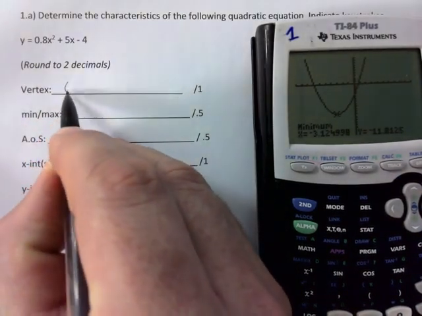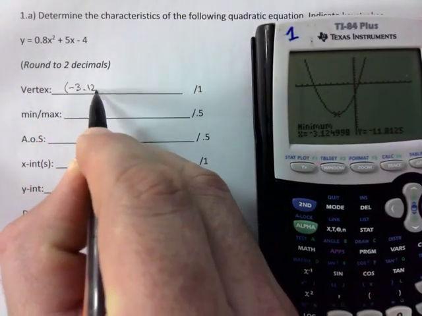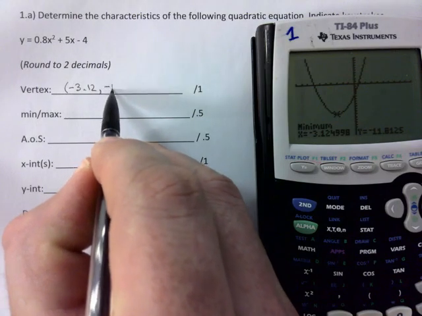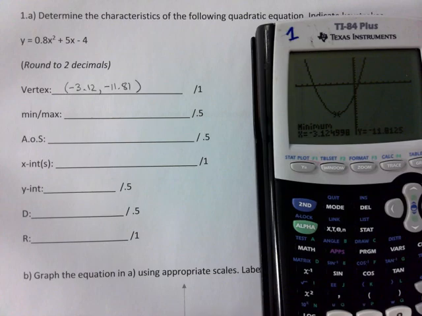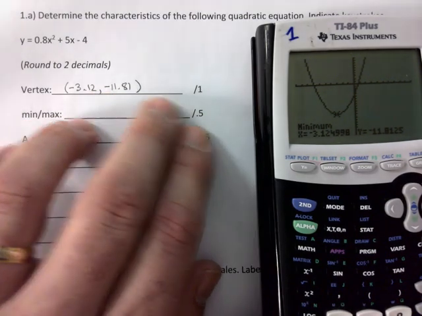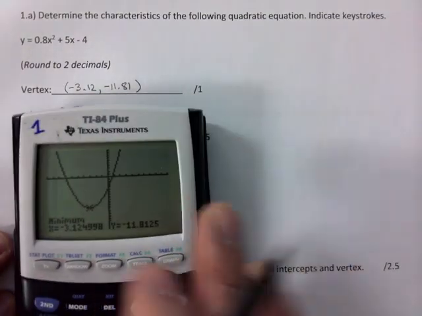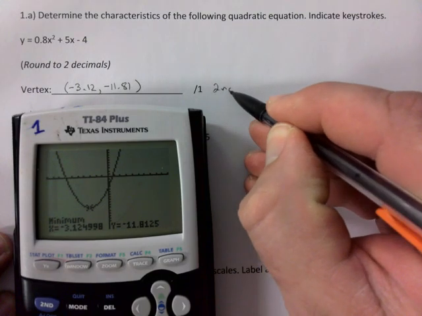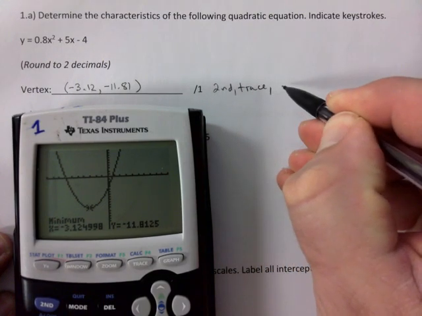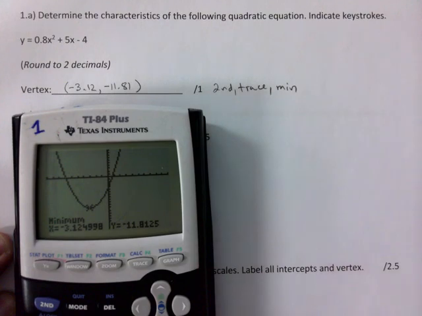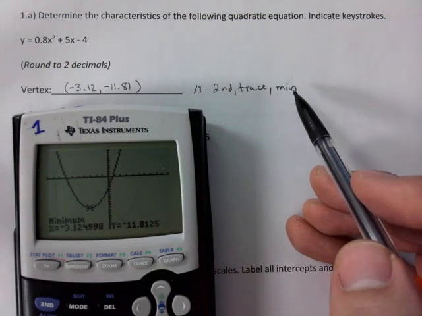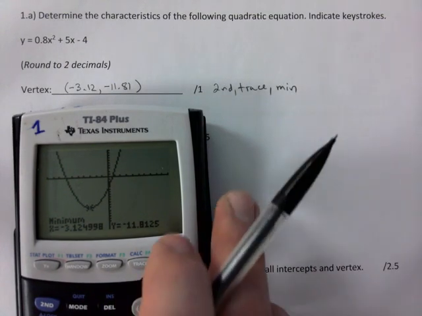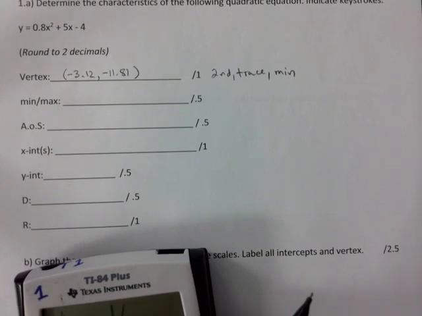So I'm just going to record that. That's negative 3.12, negative 11.81. Okay, so that is decimals, no problem. We know how to deal with that. And I will make sure I add the keystroke. So I just went second trace and I used min to get that. If you want to put 3, it's either 3 or 4, min, max. So it's up to you. And there we go. We have that taken care of.